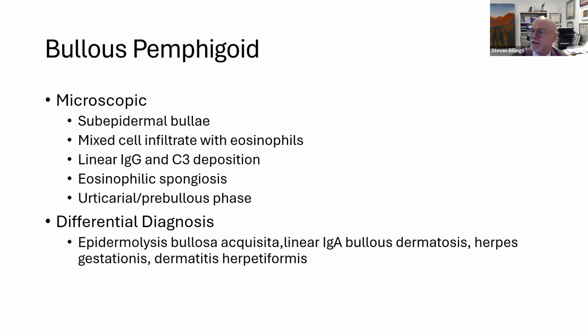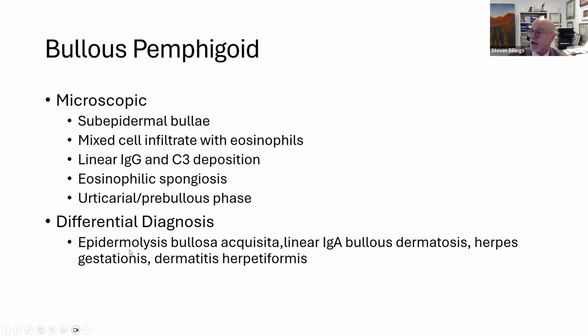Microscopically, you classically see a subepidermal blister with a mixed cell infiltrate that contains frequent eosinophils. And then under direct immunofluorescence, you will see linear deposition of IgG and complement C3. In the early phase of bullous pemphigoid, before you get blisters, you can see eosinophilic spongiosis, and you can see eosinophils sort of tagging the basal layer of the epidermis.